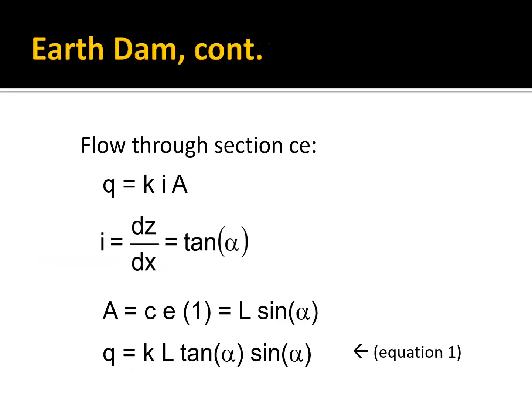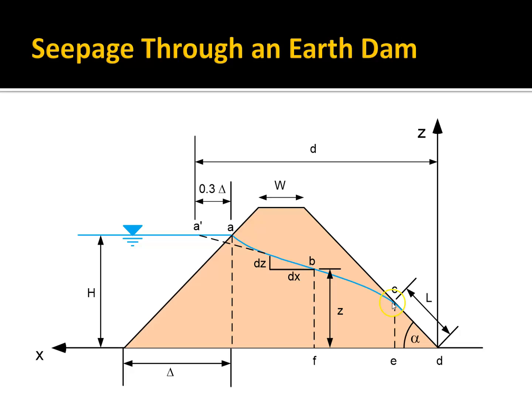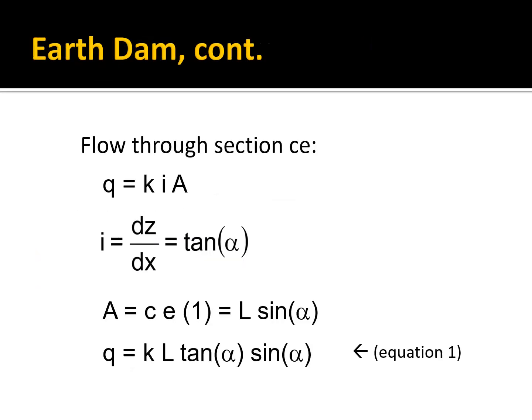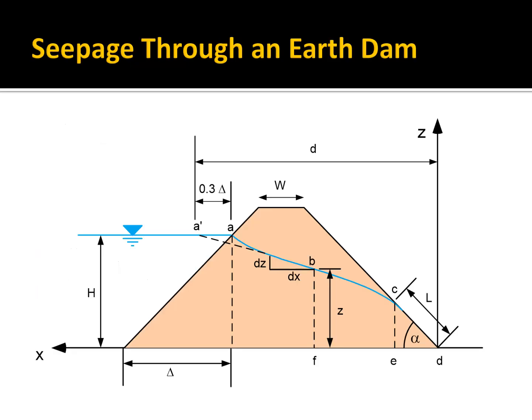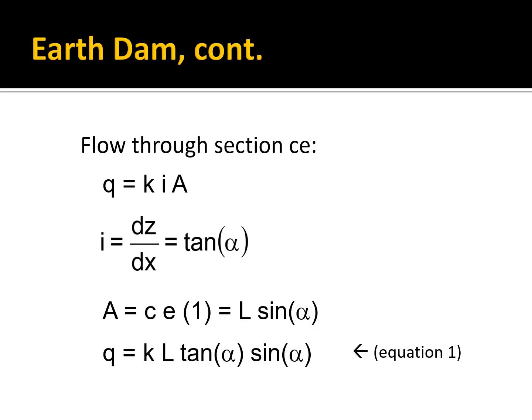So first of all, we're going to look at the flow through section CE. So that is this section right here, and it's horizontal flow. If we apply Q is equal to KIA, the hydraulic gradient is dz/dx, which is the tangent of alpha. Right at this point, the slope is equal to the slope of the back of this dam, the slope of the phreatic surface, so the hydraulic gradient is the tangent of alpha. That's one of our main assumptions here.